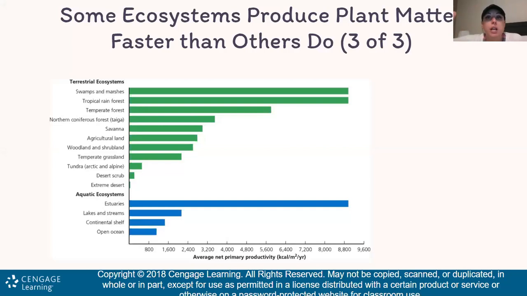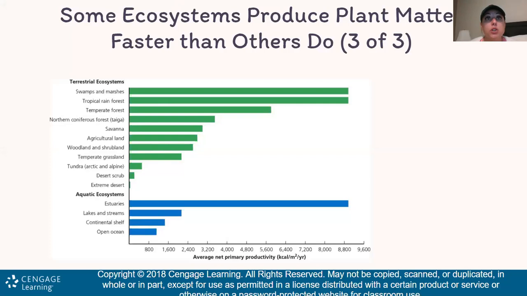They have tons of plants, tons of producers. Tropical rainforest is next, then other forests such as temperate forests, the taiga, the savanna, and then agricultural land. Notice how far down our agricultural land is. So that means that we're making our food that we eat for energy in an area that's not very productive. You see that desert scrub is down at the bottom, and deserts are almost minimal.